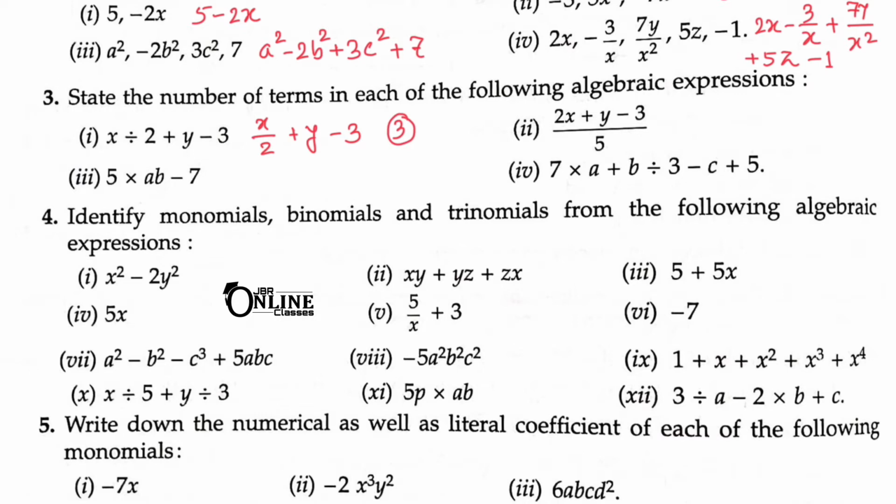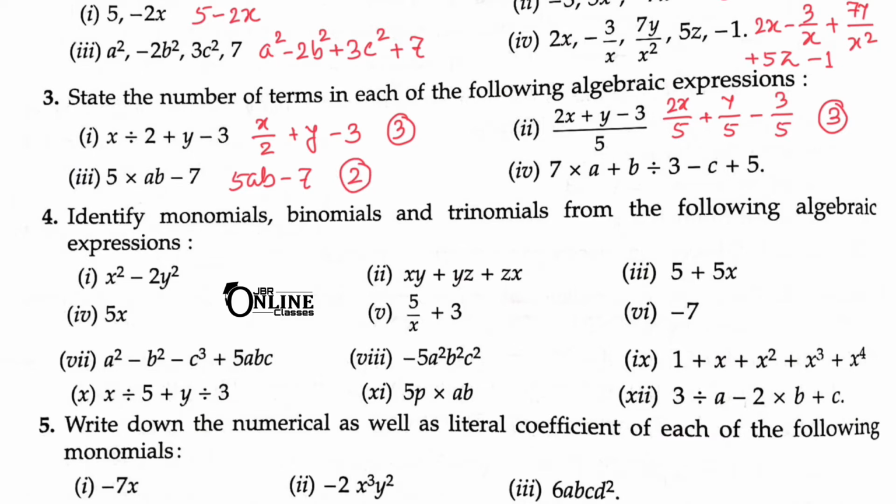Next one here, 2x plus y minus 3 by 5. So if you separate this one, it will be 2x by 5, then next one y by 5, then next one minus 3 by 5. So how many terms are there? Again 3 terms. Next one here 5ab minus 7. How many terms? 2 terms are there.